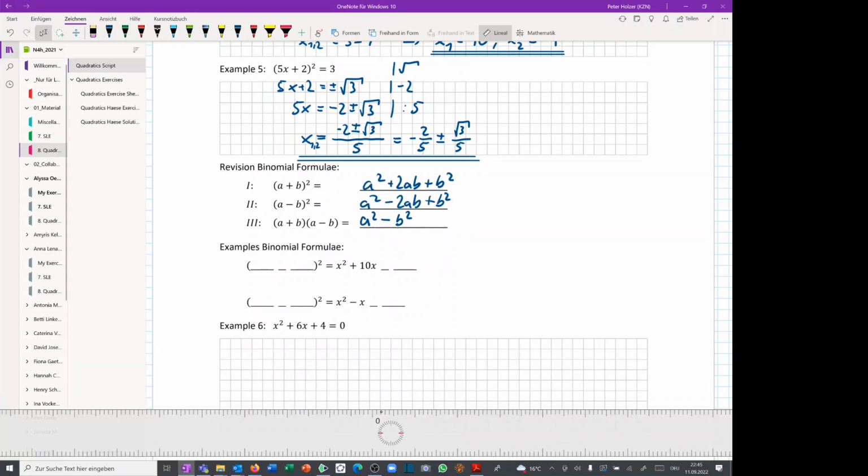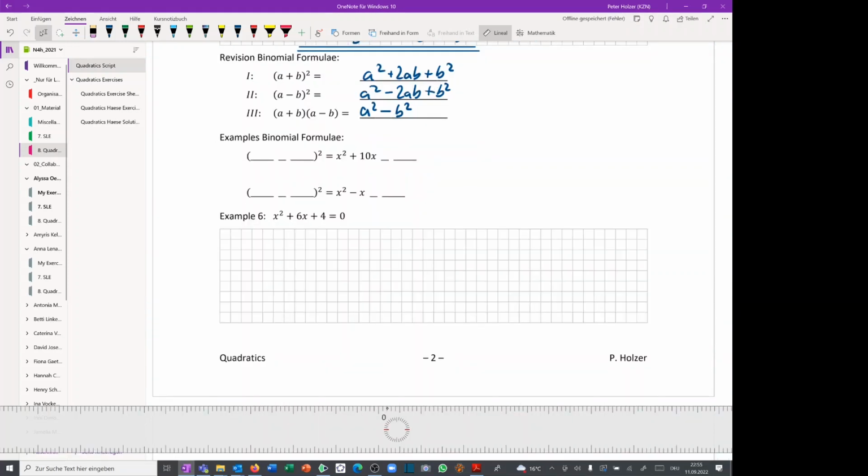The third binomial formula, a plus b times a minus b equals a squared minus b squared, is often very useful, but we will not need it in this context here. Only the first two formulae will be relevant. The way in which we will need the binomial formulae is as shown in these examples, as we have already done in the third class, which means we're given, for example, x squared plus 10x, and now something is missing, plus or minus something, and then we know on the left-hand side we should get in brackets something plus or minus something squared that should be equal to the right-hand side.